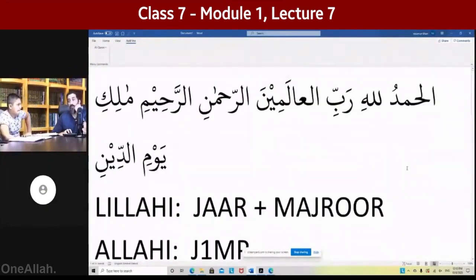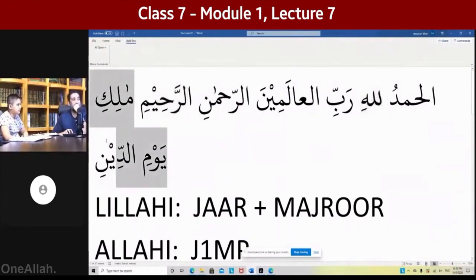Now let me show you some Arabic. Lillahi is a harf of jar. It's a jar majroor. The word Allah has certain properties. Rabbil Alameen is a mudaf ilayh, but that entire mudaf ilayh has the same properties as the word Allah. Ar-Rahmani is a separate word, but it has the same properties as the word Allah. Ar-Rahimi is a separate word, but it has the same properties as the word Allah.